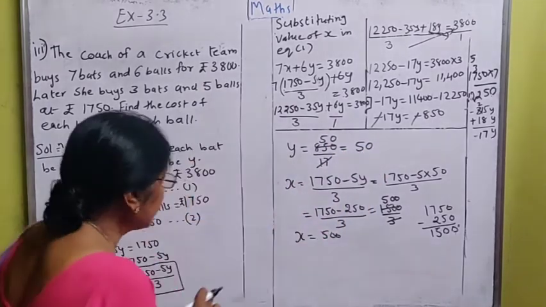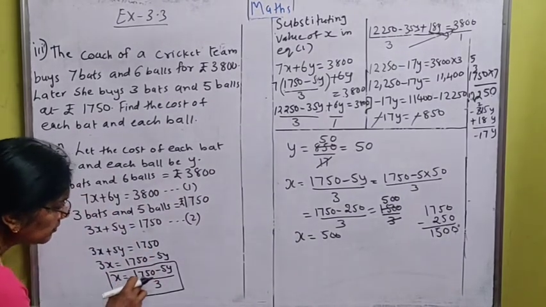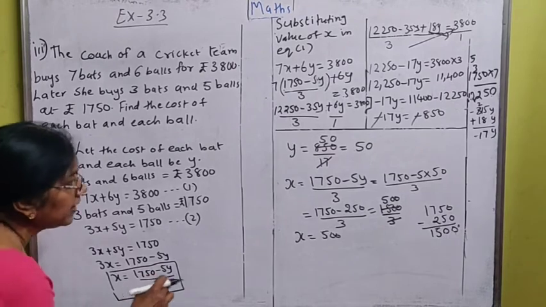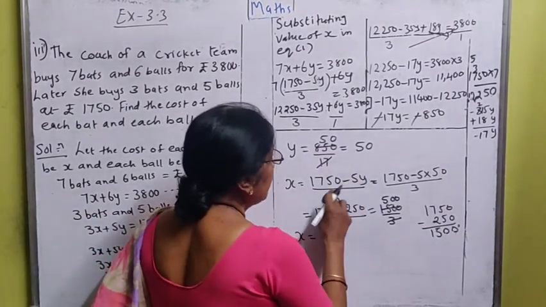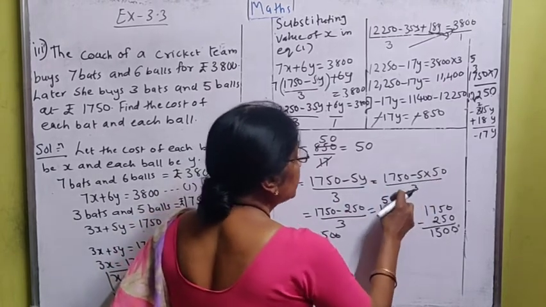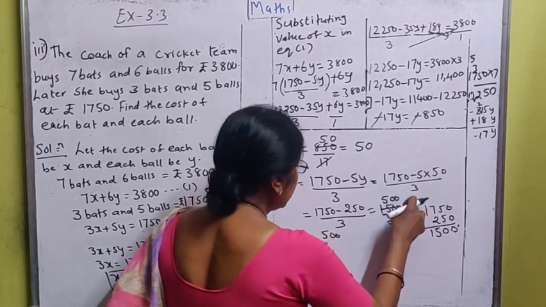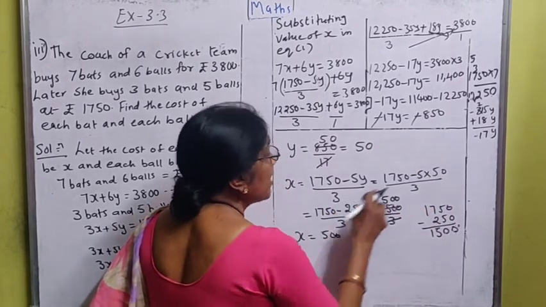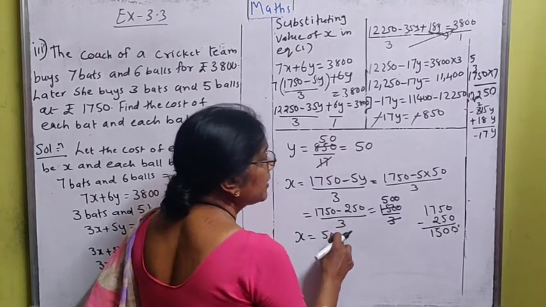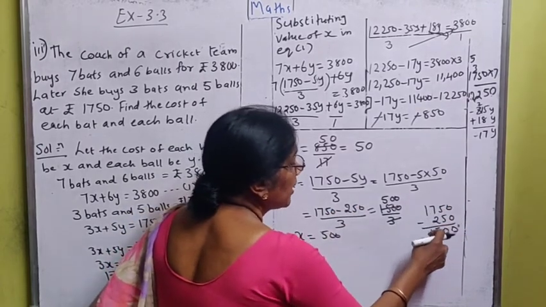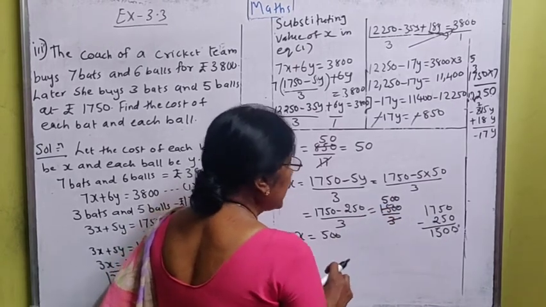Let us take now the x value. We have to substitute the value of y in it. So what is x equal to? x is equal to (1,750 minus 5y) by 3. The y value is substituted: (1,750 minus 5 into 50) divided by 3. 5 into 50 is 250. 1,750 minus 250 divided by 3. 1,750 I am subtracting, I got it as 1,500. 1,500 by 3, that you got it as 500.